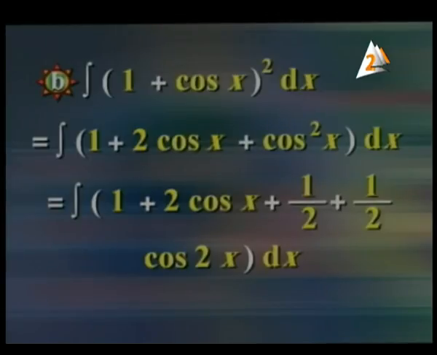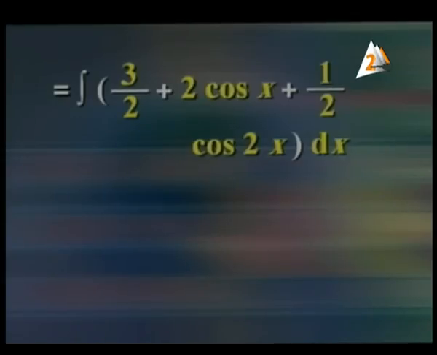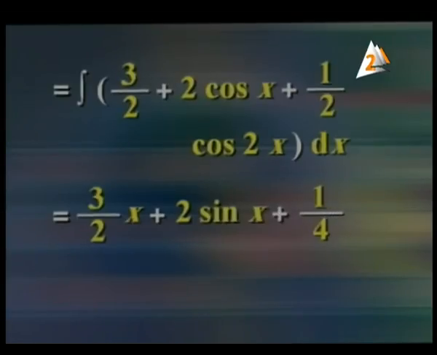After that, we find the integration of the bracket: integration of 3 over 2 plus 2 cosine x plus 1 over 2 cosine 2x dx. What is the integration? 3 over 2 x. What is the integration of 2 cosine x? 2 sine x. What is the integration of 1 over 2 cosine 2x? Equals quarter sine 2x plus c. Why? Because the integration of cosine 2x is sine 2x divided by the coefficient of x, which is 2. 1 over 2 becomes 1 over 4 times sine 2x plus c.